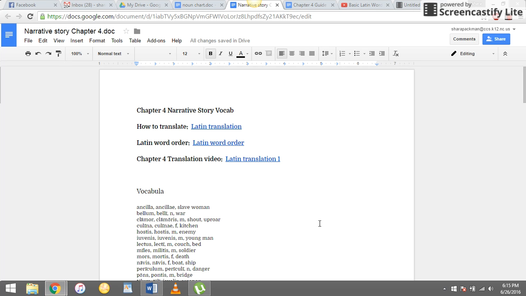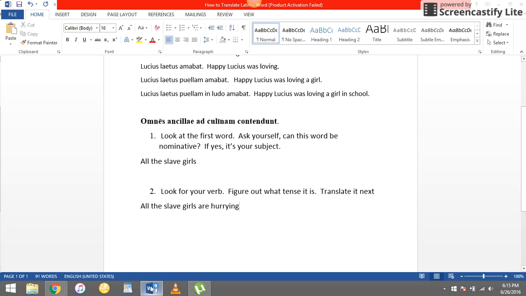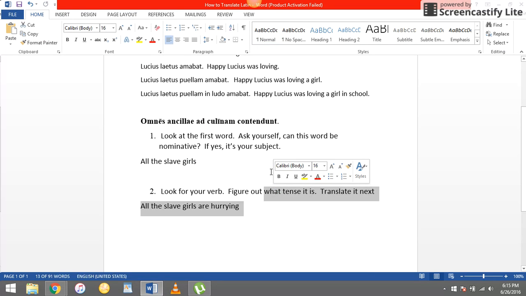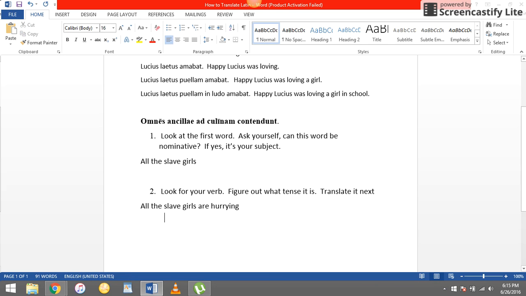All right, so we're picking back up where we left off on how to translate Latin. So we were here. We had found our nominative subject, then we found our verb, and we translated it. So all the slave girls are hurrying. Now, look for what is left.